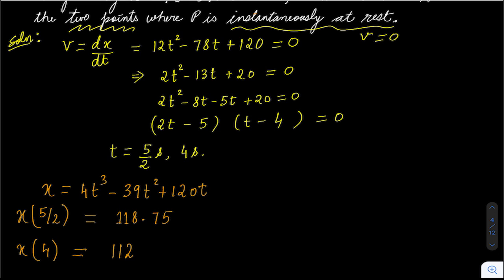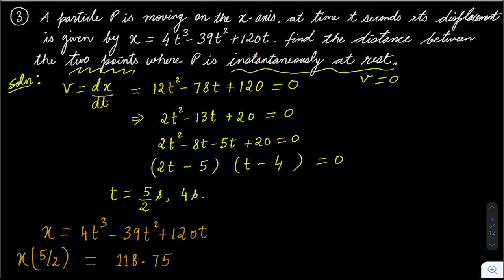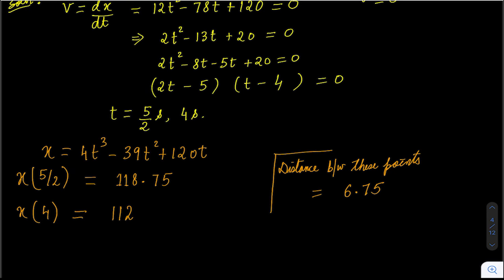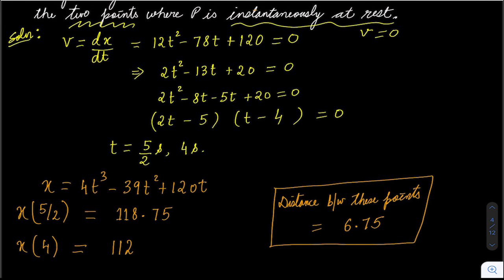So I need to find the distance between these 2 points. Now as the particle is moving on the x-axis, the distance will be the subtraction of these. So the distance between these points will be the difference of them, right? So what's the difference? 6.75. So that is my answer. Now no unit is given, so you can just use any unit, 6.75 units, whatever it is.